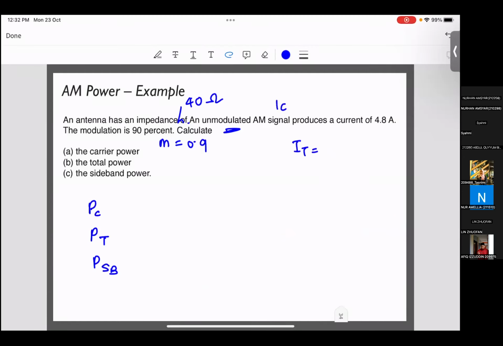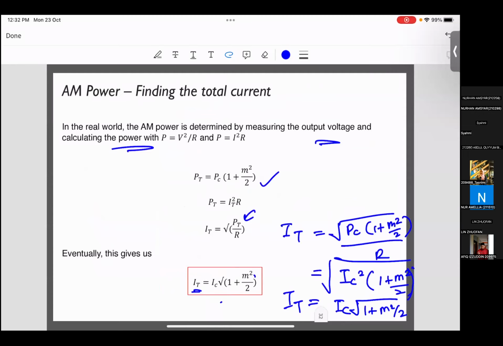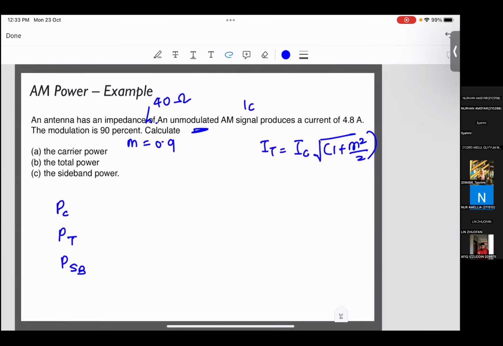IT equals IC square root of 1 plus M squared over 2. Is that right? Okay, so that is the first equation. I believe we can find PT using this. And then from PT, we have this: PT equals PC. I can find out what PC is because I have these values, I have this value from this, assuming. So let's park that equation here.